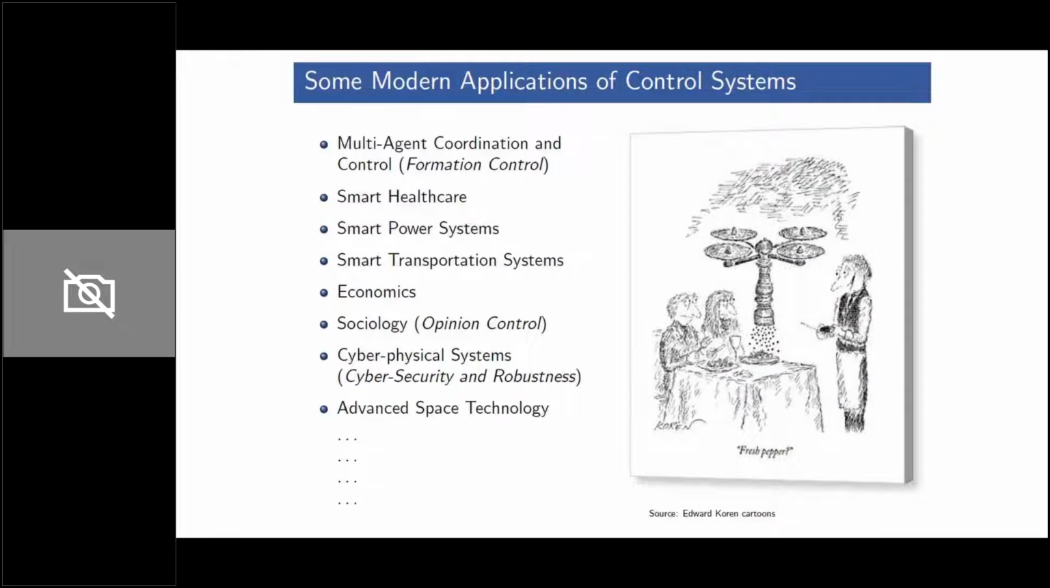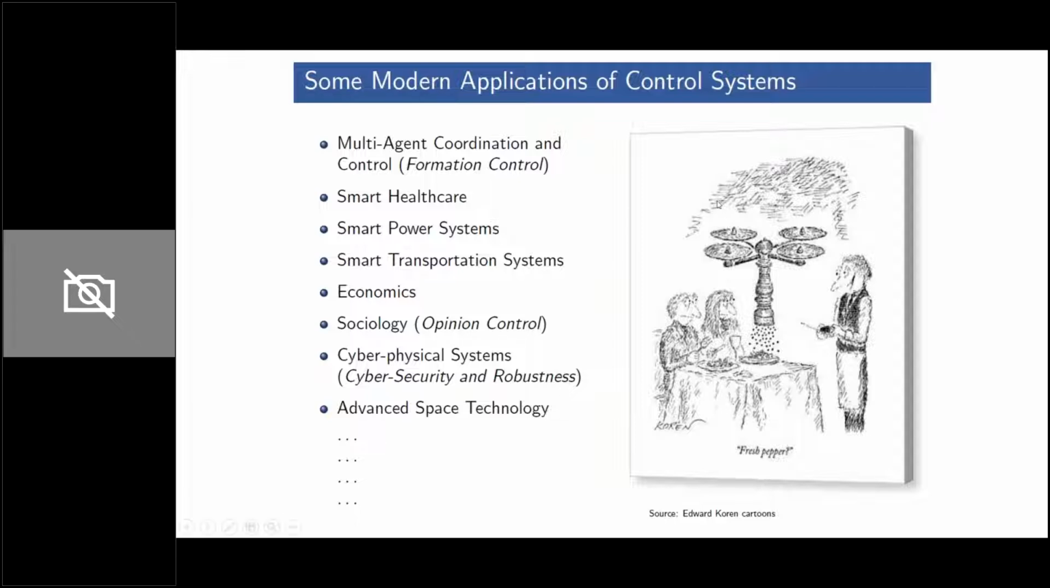Here are some modern applications of control systems in multi-agent coordination and control. You would have seen that when we fly many drones or unmanned aerial vehicles, we have to design some kind of proper control algorithm so that we can achieve the desired objective that can be completed by these drones and unmanned aerial vehicles.